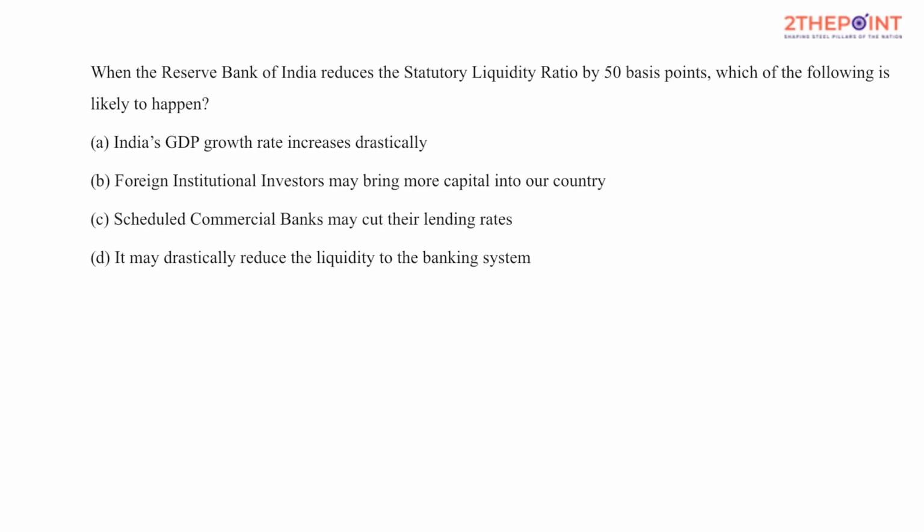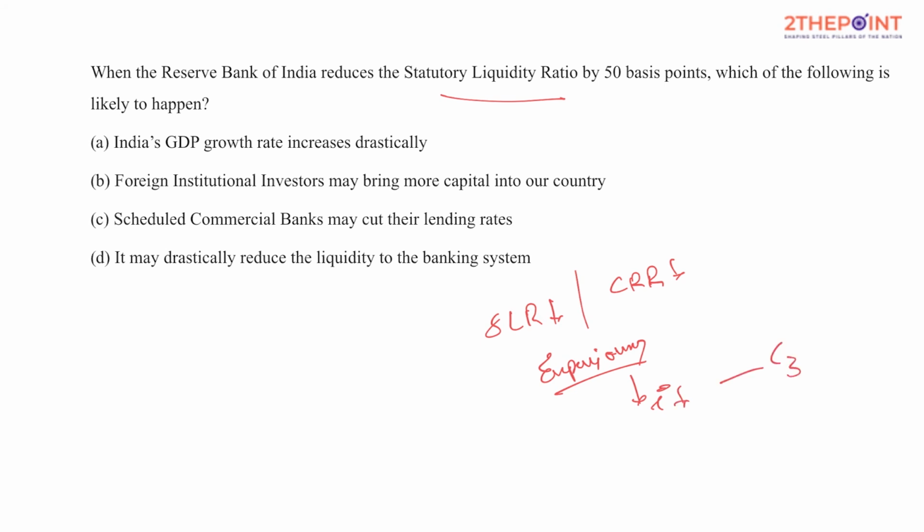When the Reserve Bank of India reduces SLR by 50 basis points, which of the following is likely to happen? You know an SLR reduction, or any reduction for that matter, results in expansionary policy, isn't it? It is an indication of an expansionary policy. That means interest rates decrease and credit supply increases. When I say credit supply increases, I mean offtake of loans increases. Don't you think so? When the banks are interested in lending you money at a cheaper rate, would you not be interested in borrowing? Same thing now.